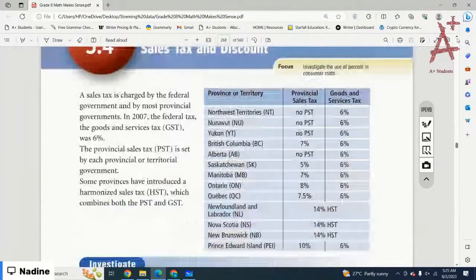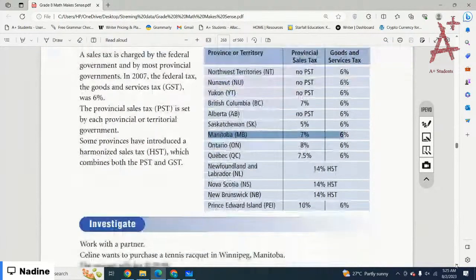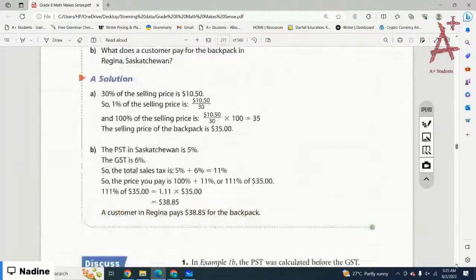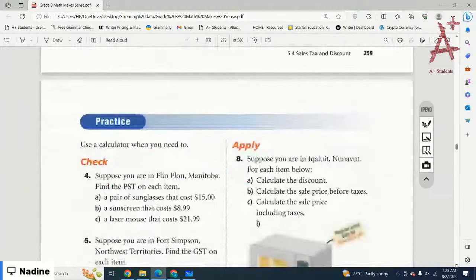PST is the provincial sales tax and GST is the goods and services tax, right? Okay, you are in Manitoba. Here it is. You can see from the table that in Manitoba, PST is 7% and GST is 6%, right? Okay, so you have to calculate PST on each value, right?